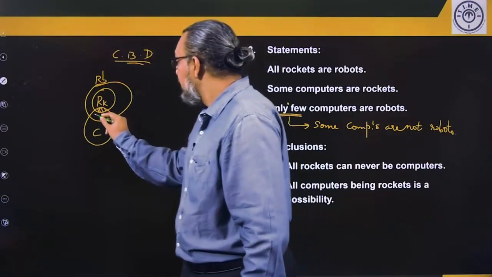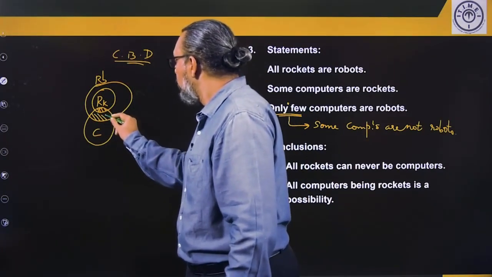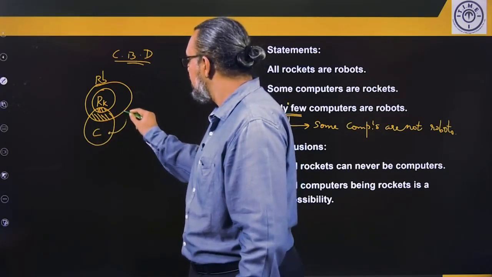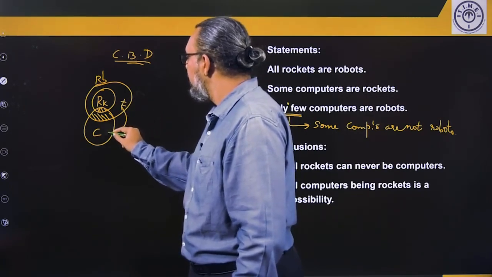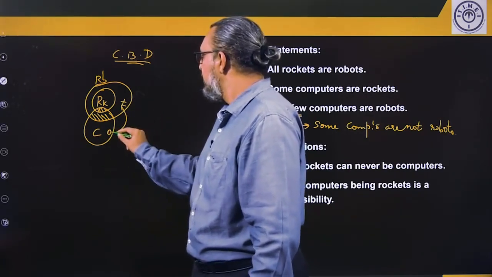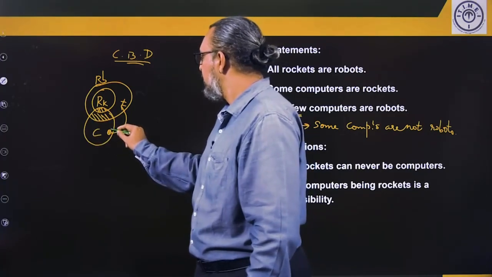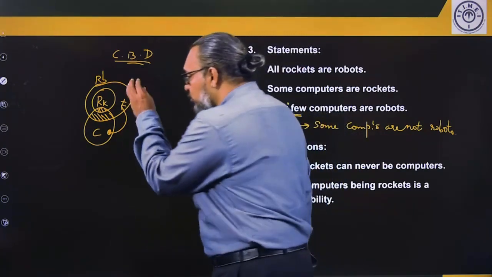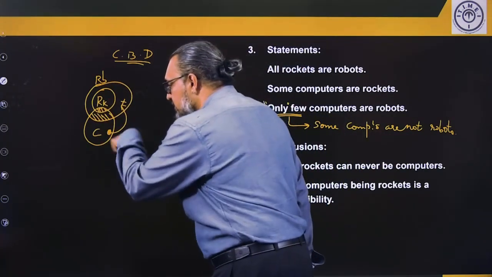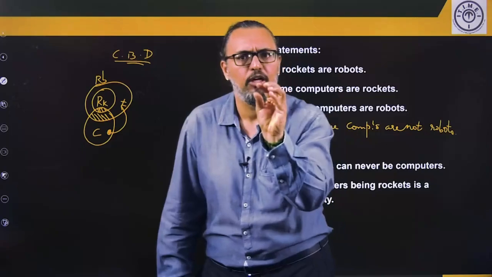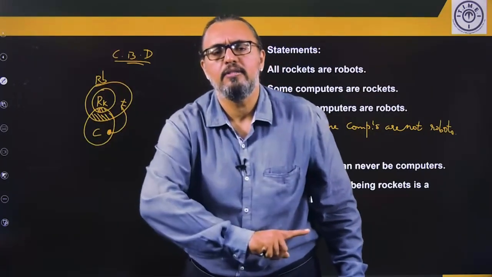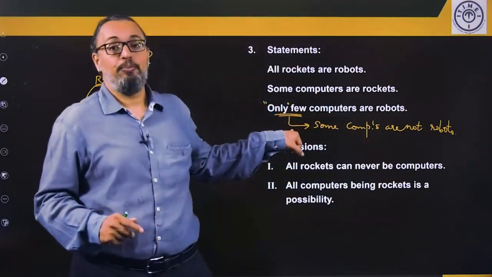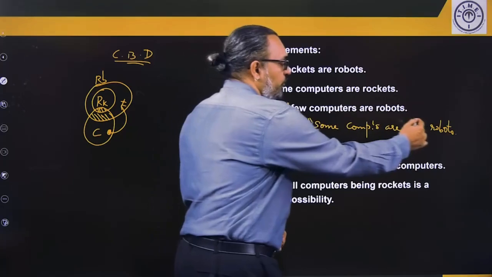That means here, see, now these are only few computers that are inside robots. So there should be some computers which should never be inside robots. Like this, you have to make a shaded portion. Understanding the point? Like this. So this is the representation of only few. So there should be only few computers inside robots. Some computers, the shaded portion, some part of the computers should never go inside robots. It should always be outside robots. That's the understanding of only few. And this is how you remember only few.